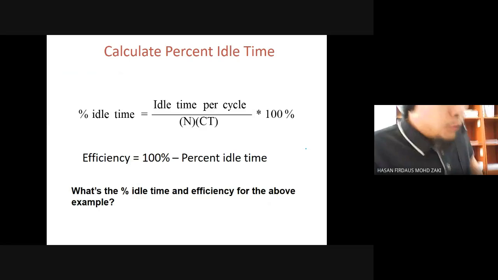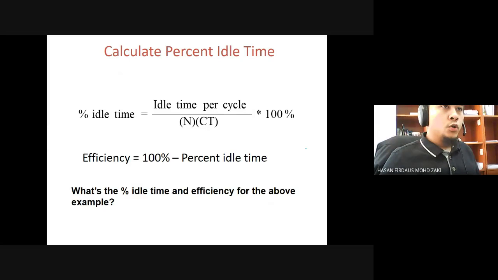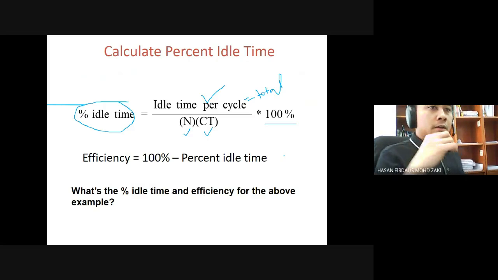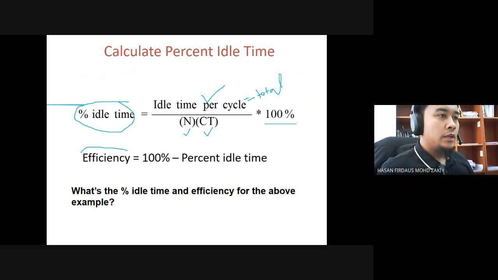All right, so next, you already calculated the total idle time. Next you can calculate the percent idle time. So you see how to calculate idle time per cycle, right? This one is the total idle time. Then you divide it by the number of workstations times the cycle time. And of course you multiply by 100% to get the percent idle time. And to get the efficiency, you just subtract this from 100.